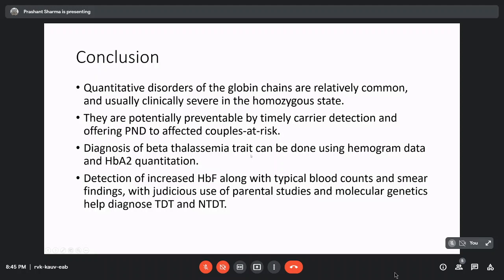Diagnosis of beta thalassemia trait can be done using hemogram data and HbA2 quantitation. And detection of increased hemoglobin F along with typical blood counts and smear findings, with judicious use of parental studies and molecular genetics, can help diagnose transfusion dependent and non-transfusion dependent thalassemias.